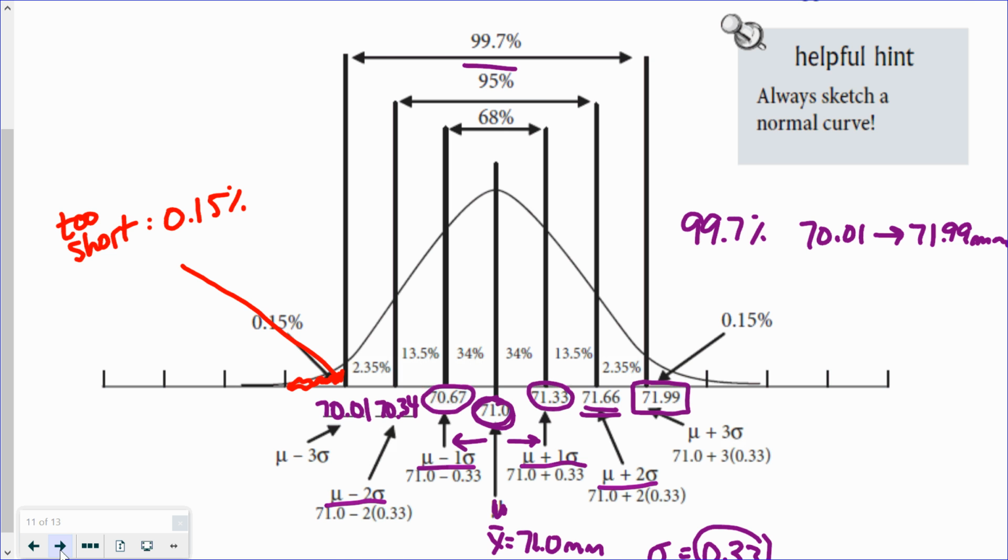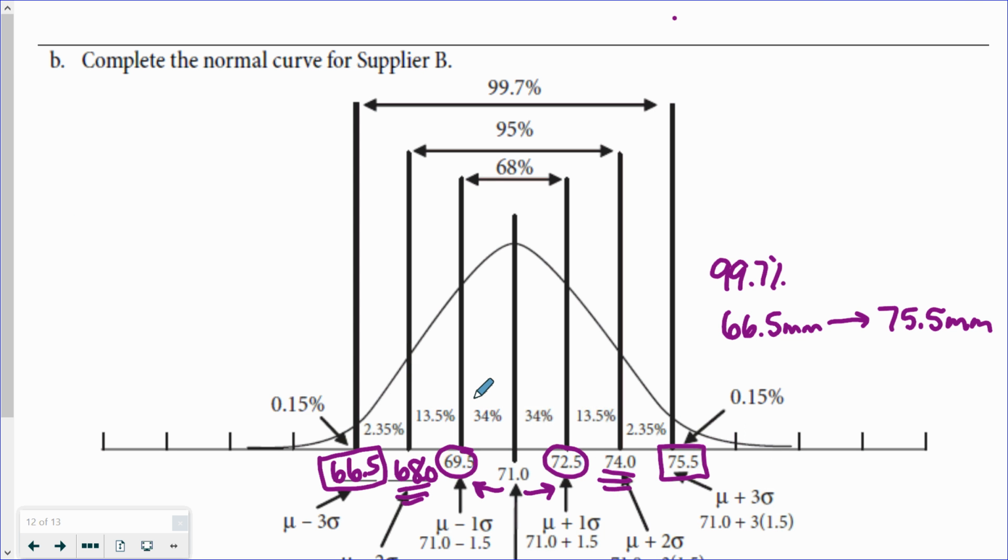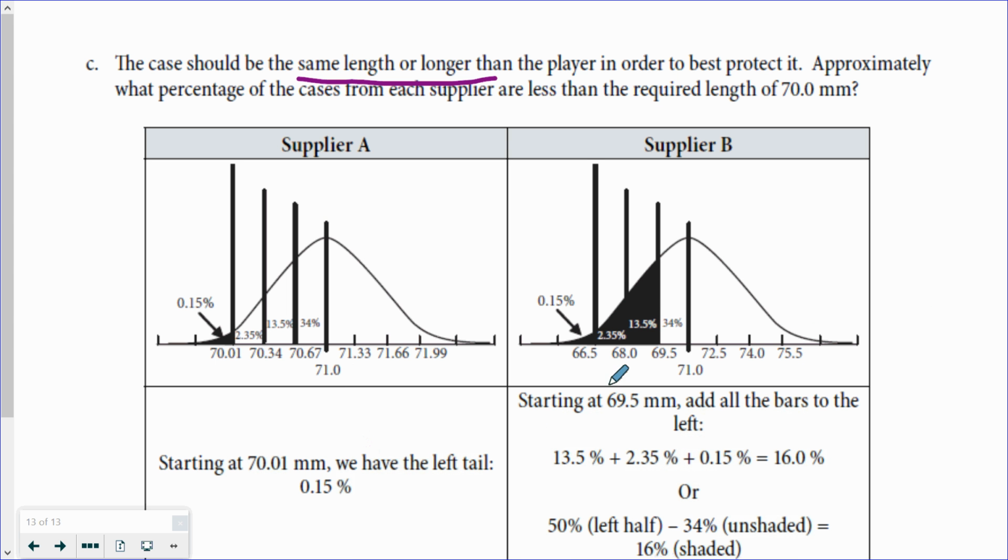Then if we look at the next one, so one standard deviation is 69.5. So it doesn't really matter, maybe somewhere right there, something like that. So all of this would be too short. That's a lot, right? We have part of 34, we have 13.5, we have 2.35, and we have 0.15. So that's a pretty significant amount.